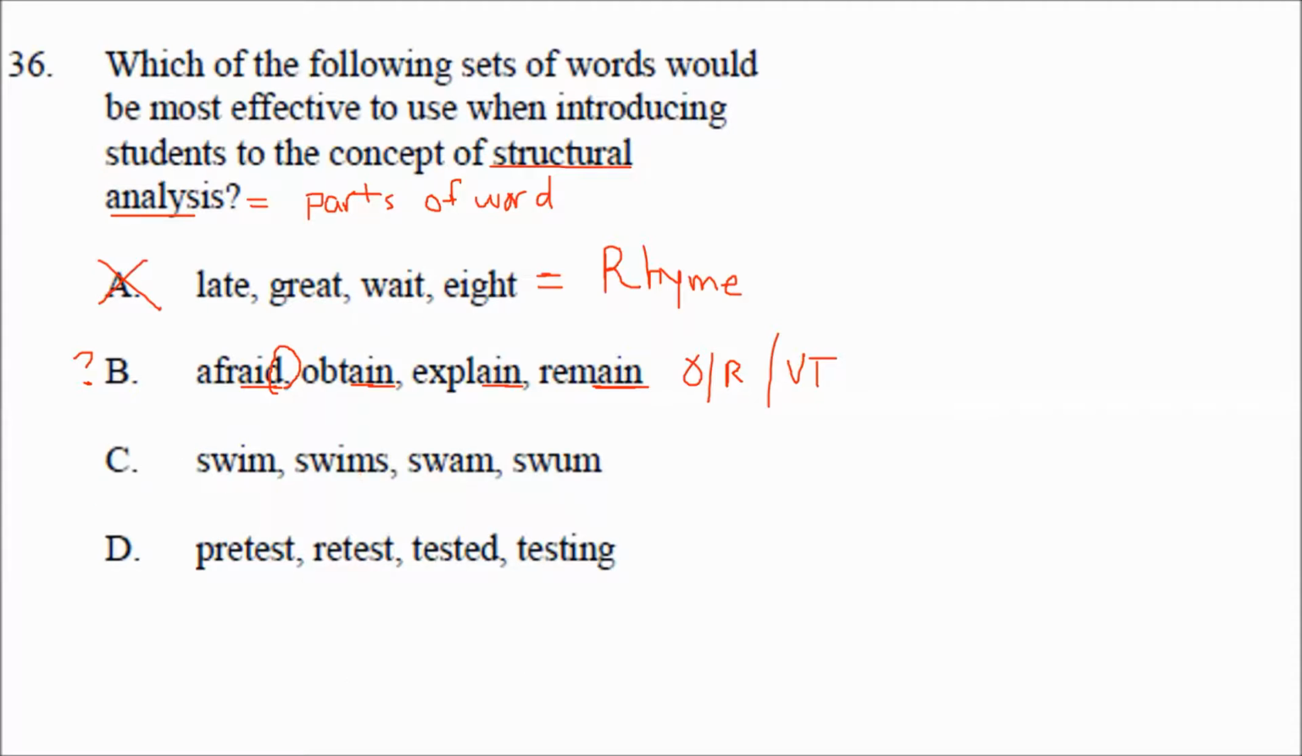Swim, swims, swam, swum. All of these, other than having that onset similar, are all family names. Swim, swims, swam, swum. That's all a family type name. Does this actually have to do with the structure of the spelling, or more that all these words pretty much mean the same thing with different tense, right? These are all family words.